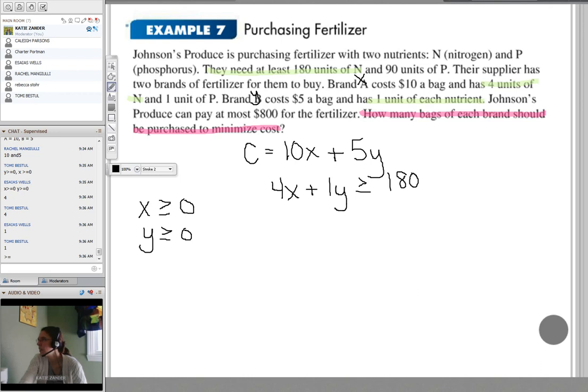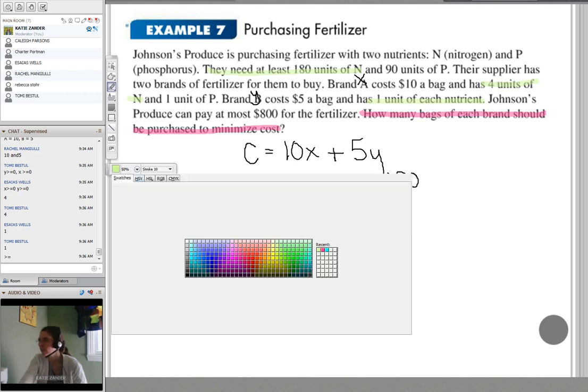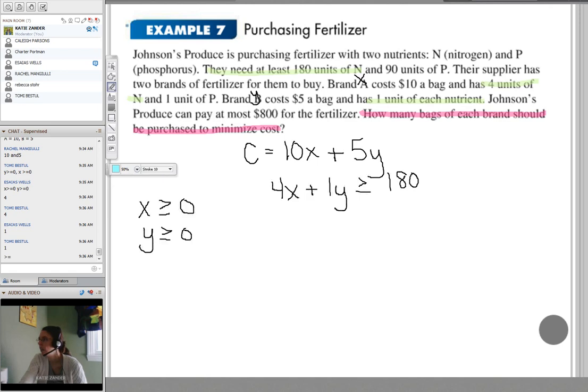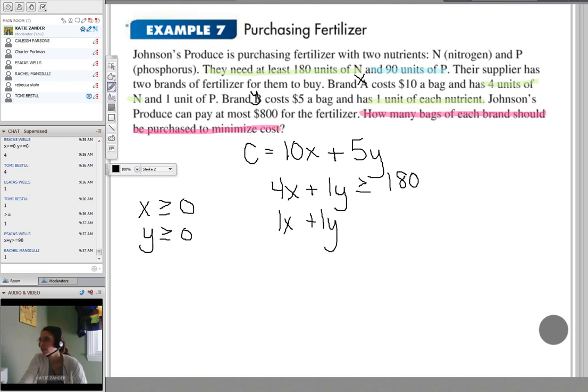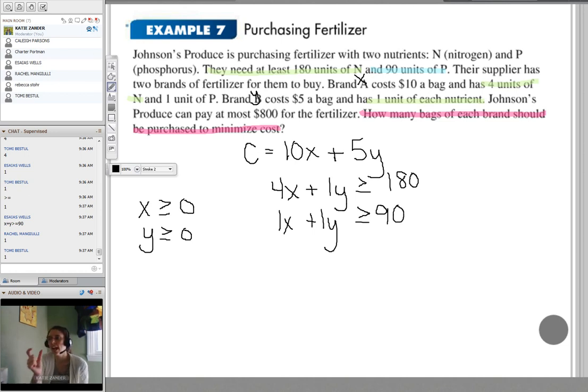The other constraint, let's talk about the phosphorus then. So now we need an inequality for our phosphorus. How many units of phosphorus are in brand A? There's 1 unit of phosphorus from brand A, and then 1 unit of phosphorus from brand B, and they need at least, so greater than or equal to again, the 90 units of phosphorus total. So we're taking a look at the nitrogen from each brand and creating an inequality, and we're taking a look at the phosphorus from each brand and creating an inequality.